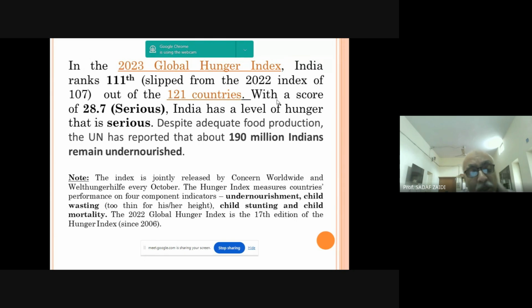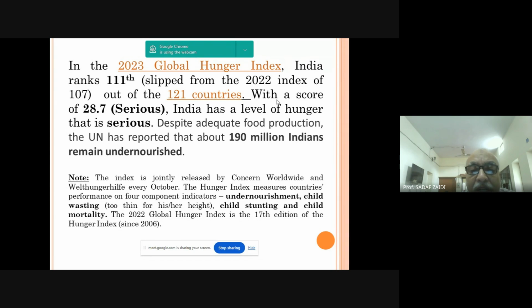And it is, I am sorry to say that we have faltered in this. We have come to the 111th position, below Bangladesh, below Sri Lanka, and some other tiny countries, underdeveloped countries. We are below them. So we need to, and on top of it, on one hand, we got this global hunger index figures which show that 190 million Indians remain undernourished. On the other hand, we are wasting 40% of our food.